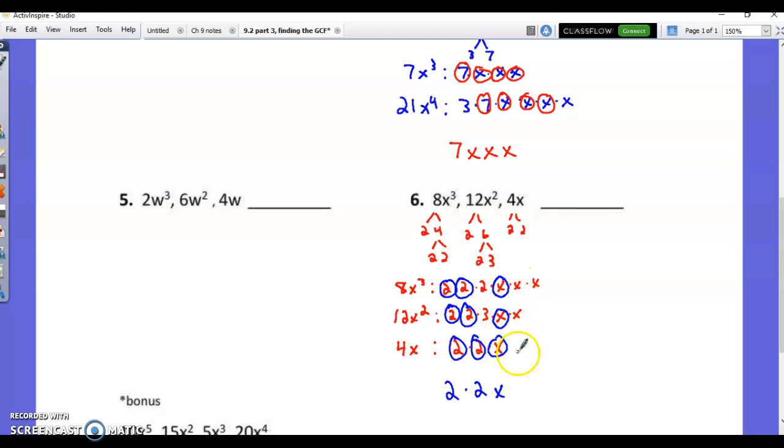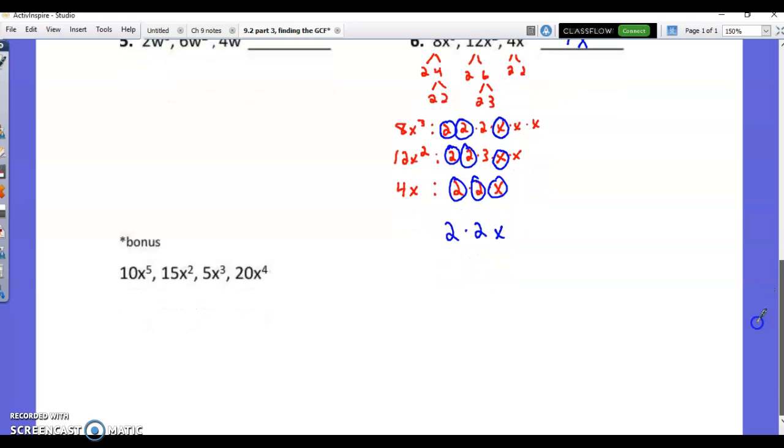There's 2 in this one. Obviously, there's not another one there. So 2 times 2 is 4, and then we have the x there, and that is our greatest common factor for number 6. Here's a bonus one if you want to try that. It's the same thing here. List them all out, but you're looking for something that is in common with all 4 of them.